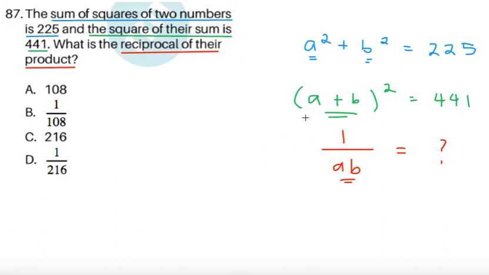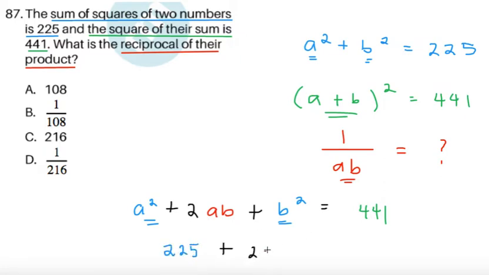So I'll write A plus B quantity squared as A squared, as usual, plus 2AB plus B squared, and that's equal to 441 as per the given. Now it's very funny because A squared plus B squared here exists, so it's going to be 225. And then the thing that we want, which is AB, because if we know AB, we can get 1 over AB. So A squared plus B squared is equal to 225, so 225 plus 2AB is equal to 441.